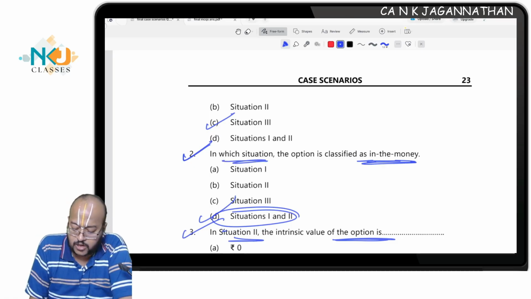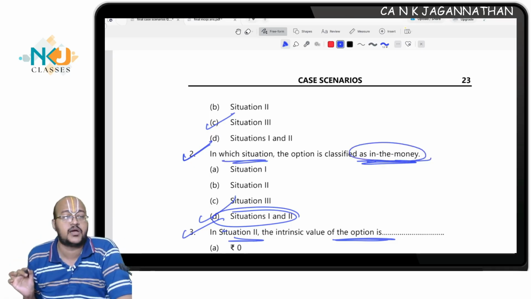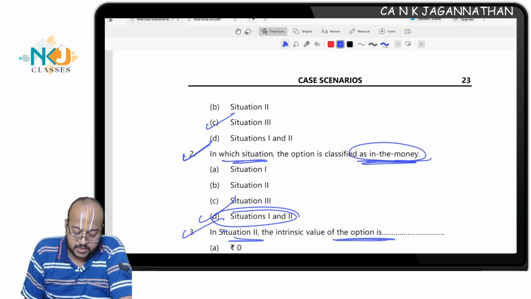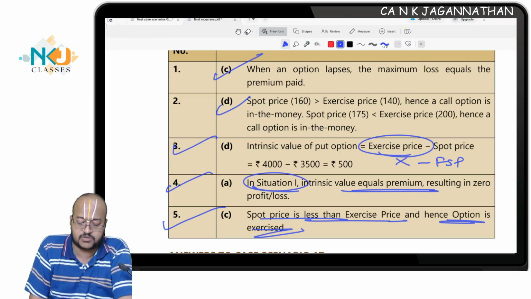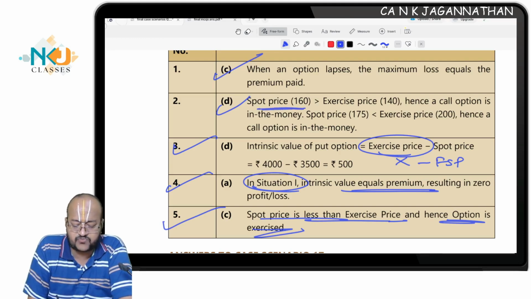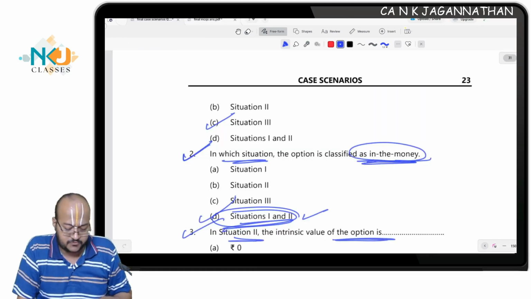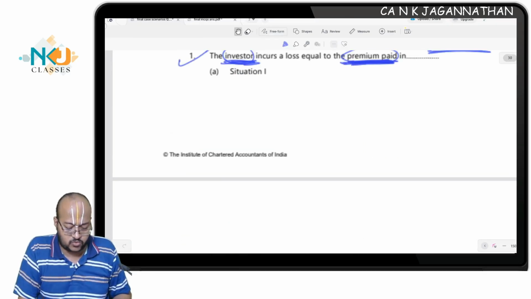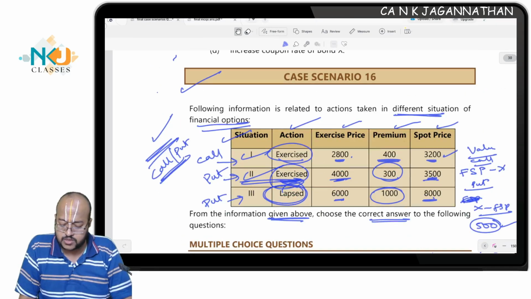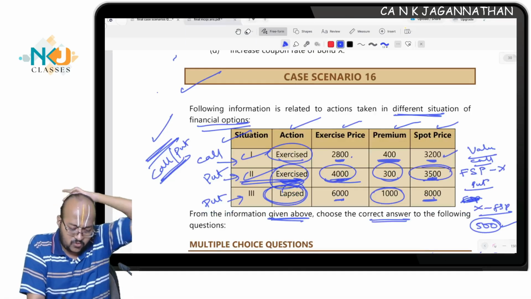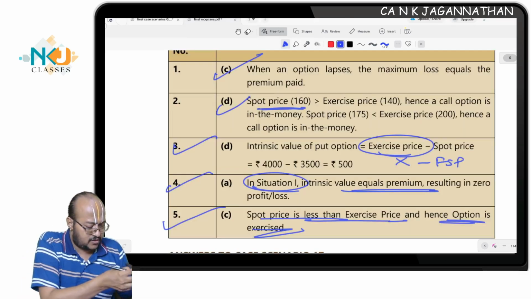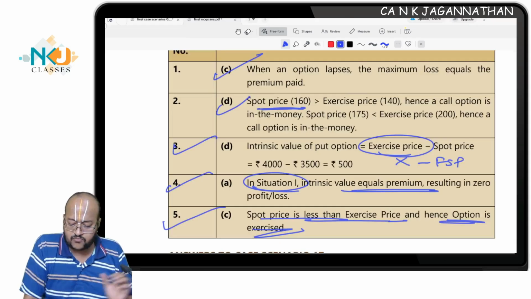See, in which situation is the option classified as in the money? You tell me, children. Situation 1 and 2 should be the solution, right? D. Now, what solution have they given? D, they have given. That is fine. But in the explanation, there is a printing mistake or whatever you call it. See, the spot price 160. Where is spot price 160? If you see situation 2, this is 4,000, 3,500 and 300 premium. I don't know where the 160 and 140 came from.